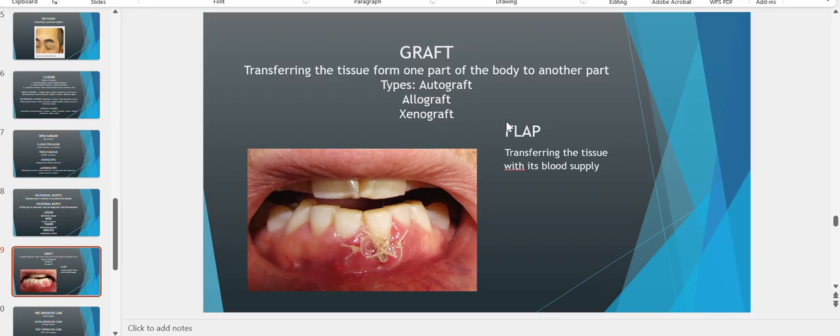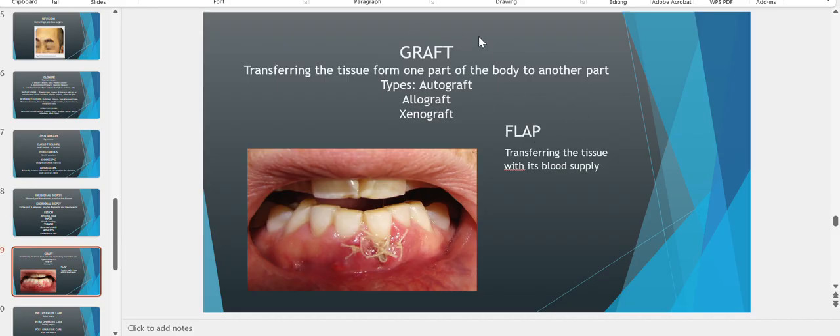To understand the graft, we also have to know what a flap is. What do we mean by flap? It means transferring the tissue with its blood supply. What is the blood supply? It is also a graft, but the tissue is transferred from one part to another by maintaining the blood supply, which means there is some connection between the donor area and the recipient area. And in a graft, what is the difference? There is no connection between the recipient area and the donor area. Okay, that is the main difference between a flap and a graft.